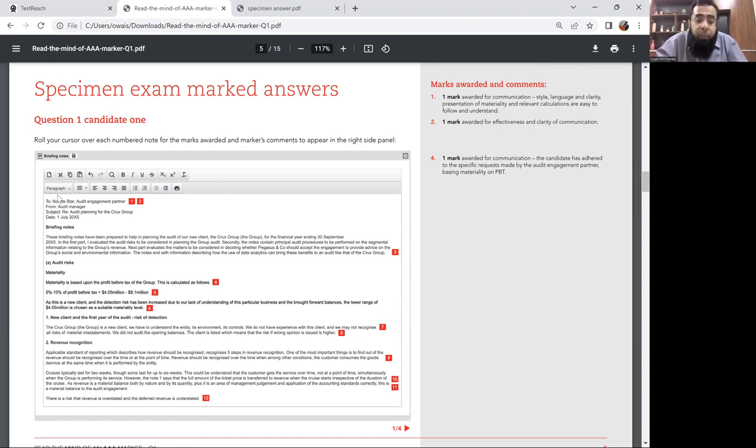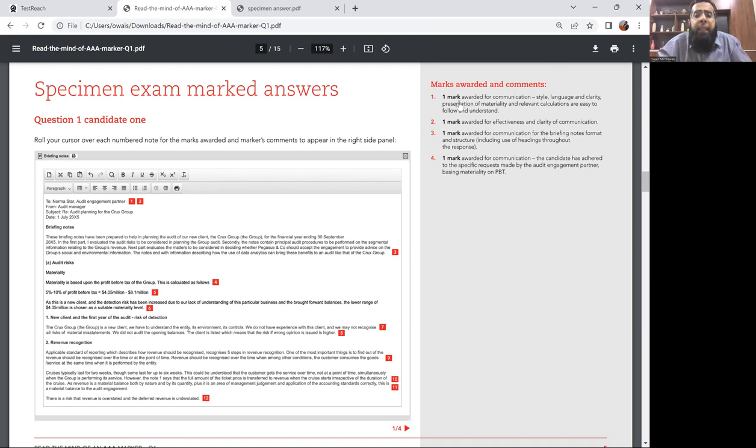So the format of the briefing notes, and then the sequence that he moved towards materiality while writing audits. Point number 3, 1 mark awarded for communication for the briefing notes format and structure. So if you look at it, few easy marks, just the format of briefing notes and an introduction. You got 2 marks relating to it: 1 mark for effectiveness and clarity of communication and 1 mark for the format and structure of briefing notes.